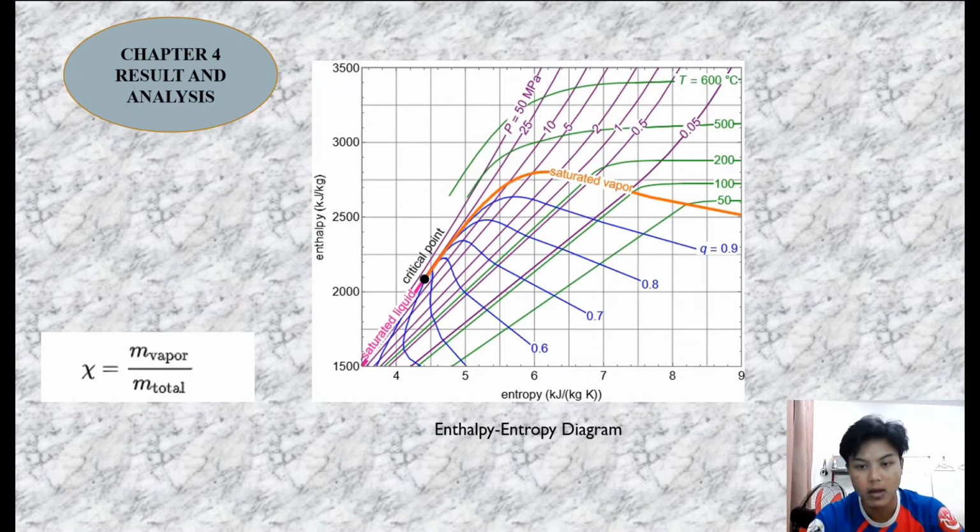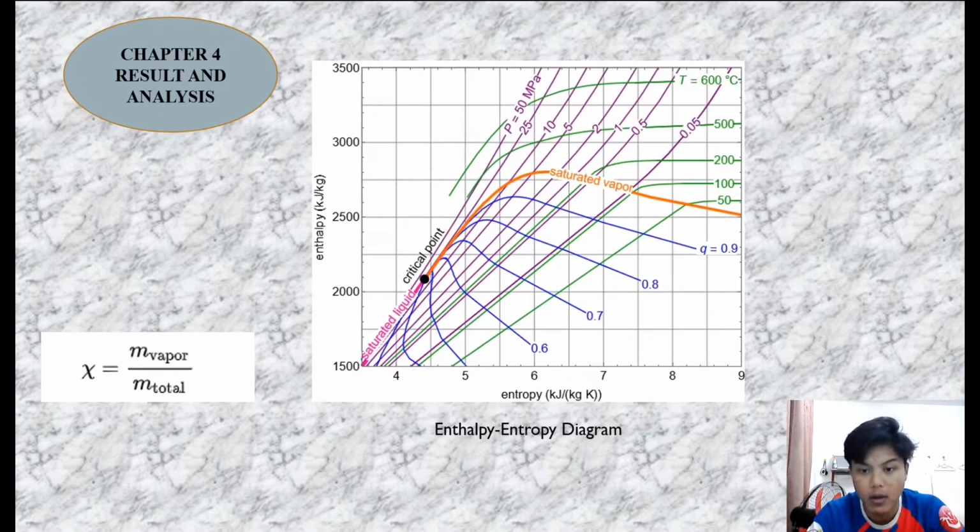If you can see, the higher the temperature, the higher the enthalpy we can get. At the intersection line between quality and temperature, the higher entropy we can get. That means the temperature is directly proportional to the enthalpy. That means at the intersection of the quality line and the temperature line, the higher the temperature, the higher the enthalpy we can get.